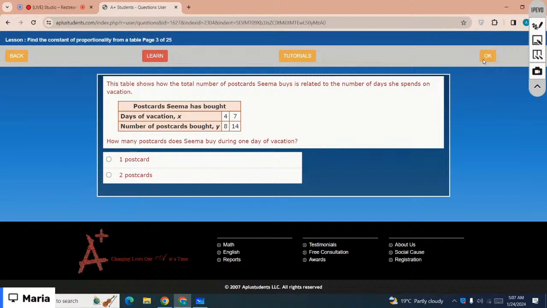This table shows how the total number of postcards Seema buys is related to the number of days she spent on vacation. She spent 4 days on vacation and she bought 8 cards, right? Then she spent 7 days on vacation and she bought 14 cards. How many postcards did Seema buy during 1 day of vacation? So, which is the correct option?